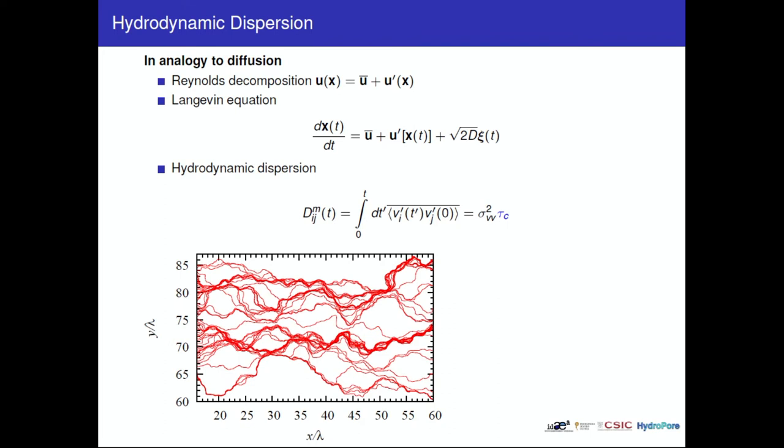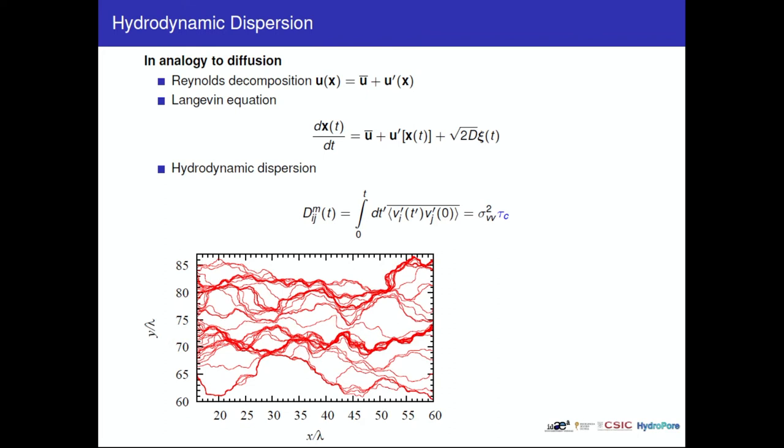So what happens, this is what diffusion is. A particle moves with a velocity, then changes the velocity. So this is the time scale on which the velocity changes. And the velocity variance tells you the magnitude, how strong your dispersive motion is.